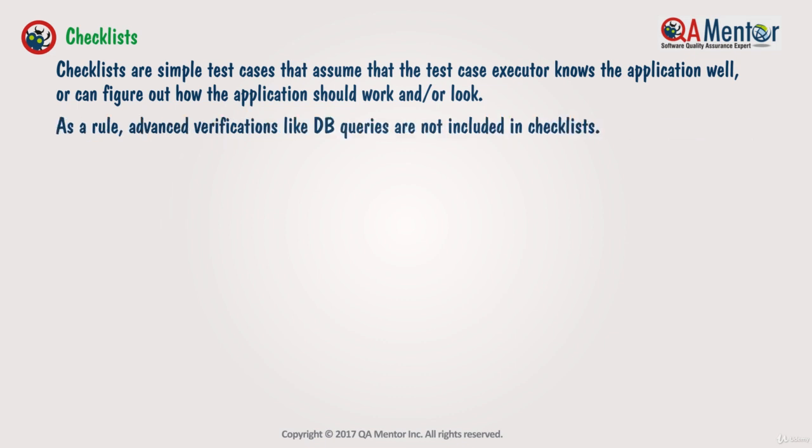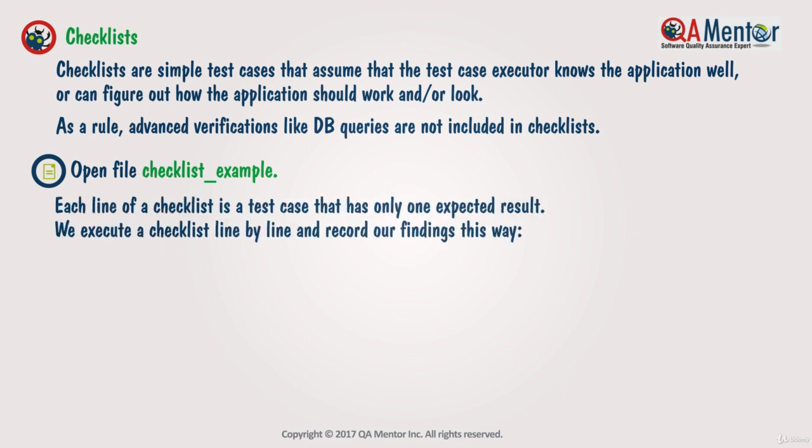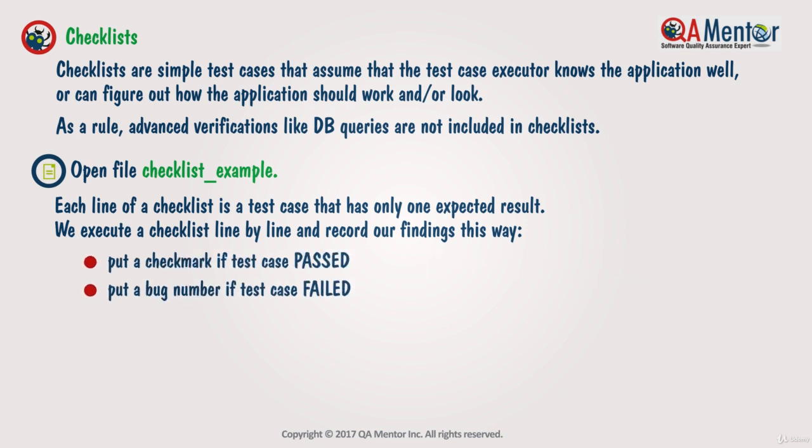As a rule, advanced verifications like DB queries are not included in checklists. Open File, Checklist Example to see an example. Each line of a checklist is a test case that has only one expected result. We execute a checklist line by line and record our findings this way. Put a check mark if the test case passed. Put a bug number if the test case failed. Put a note if the execution is blocked.